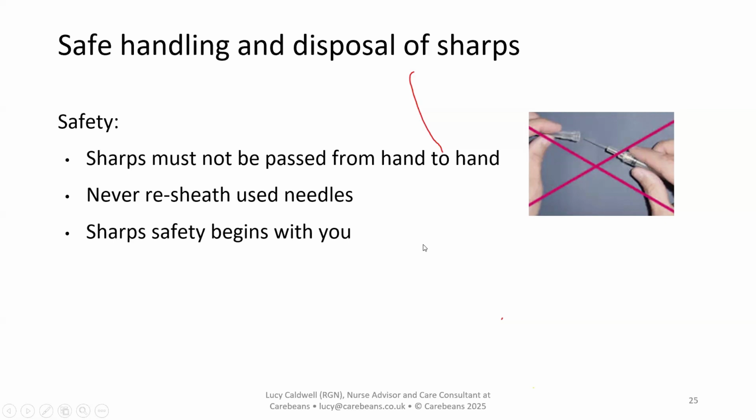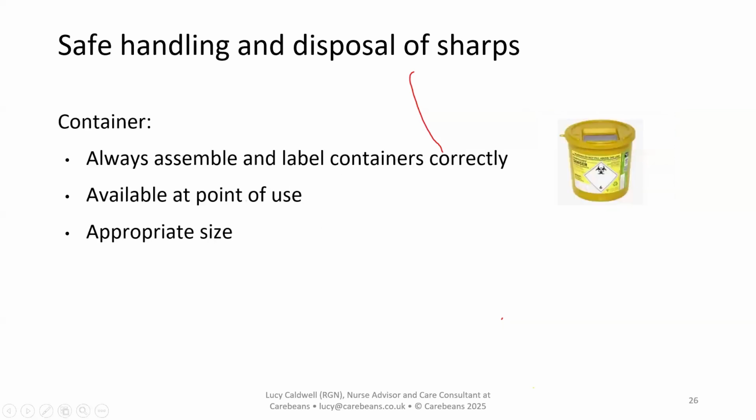Sharps safety does begin with yourself, so it is important that you know what you need to do to minimize the risk. You should never resheath a needle, and instead you should have to hand a sharps bin. This is what it looks like, this little image here. You get different sizes of bins and containers. So always assemble and label the containers correctly. It will tell you here what you need to detail, like the date it was opened, for example. It's got this slider at the top here. It's a very thick plastic and it's yellow to define clinical waste.